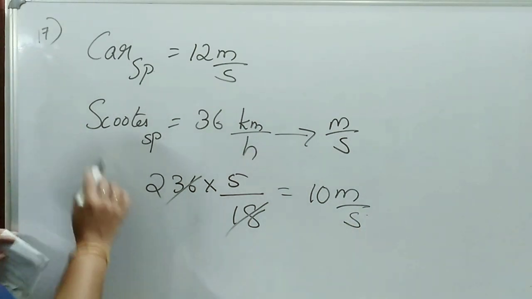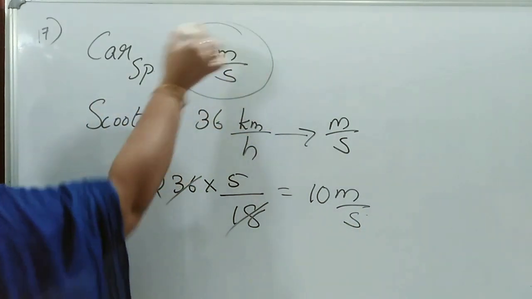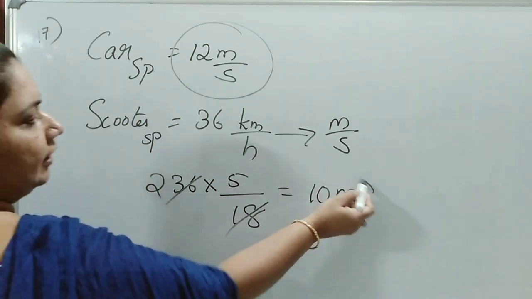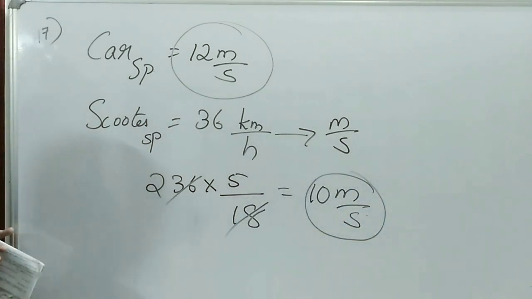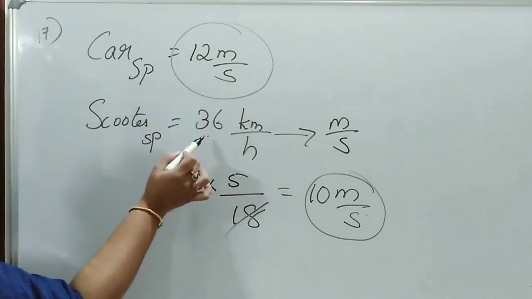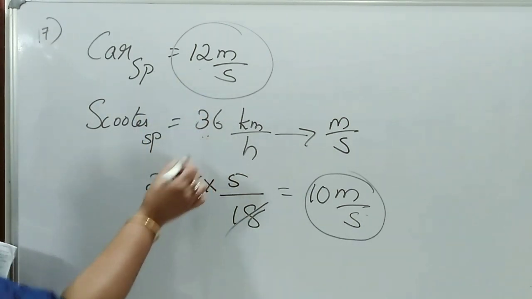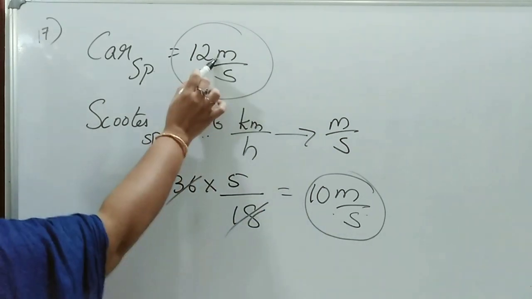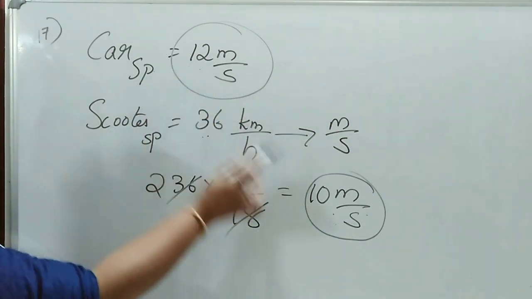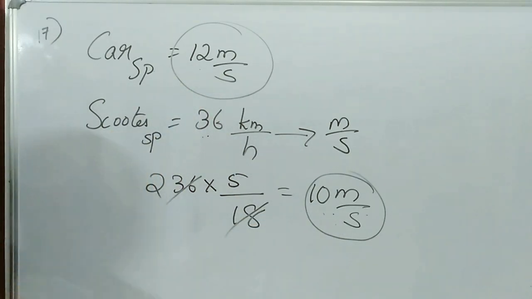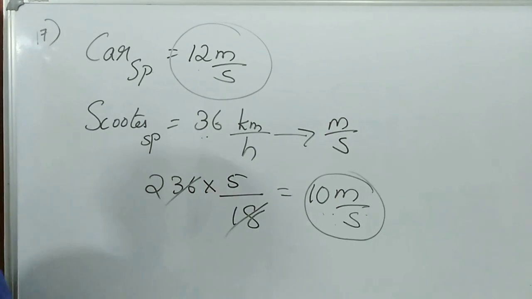So here you can see the speed of the car is 12 meter per second and the speed of the scooter is 10 meter per second. Don't merely say, okay, this is 12, this is 36, the bigger one is 36. That's absolutely wrong. We have to convert it into meter per second. Now both are in the same unit. 12 and 10, which is the greatest? Obviously the car, which has a speed of 12 meter per second.